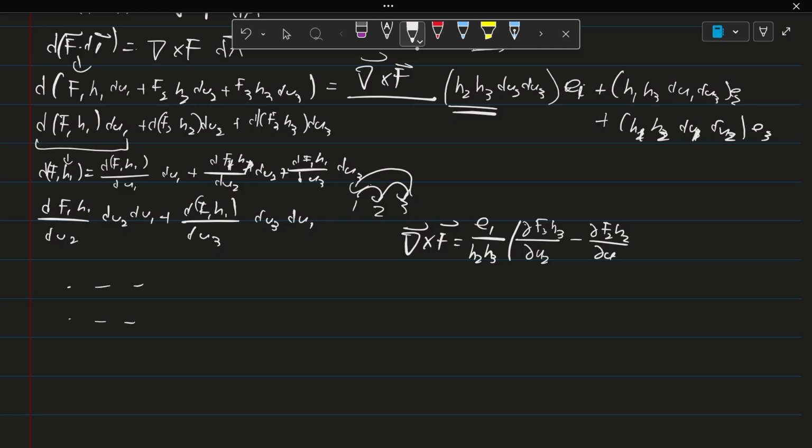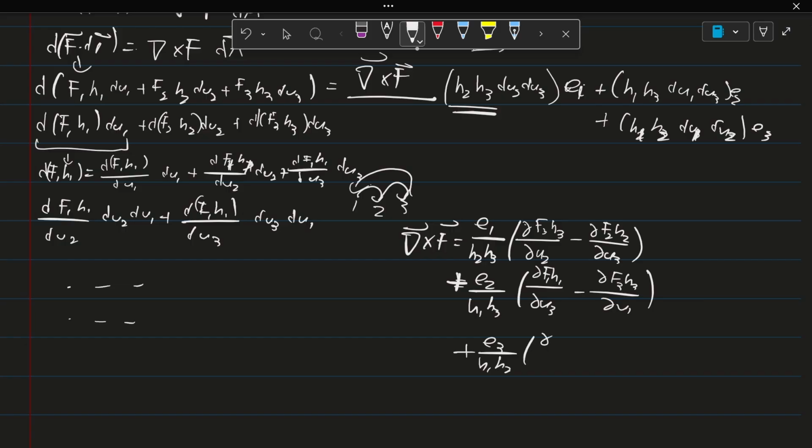And then for the e2 direction, it's h1 and h3. It's going to be the 3 first and then the 1: f1 h1 minus f3 h3 over partial u1. And then for e3, it's h1 h2.